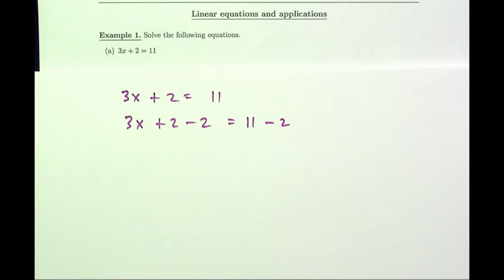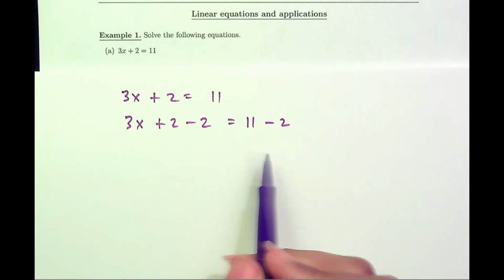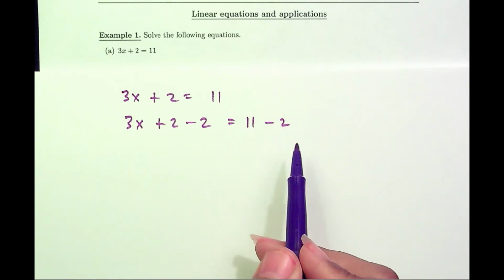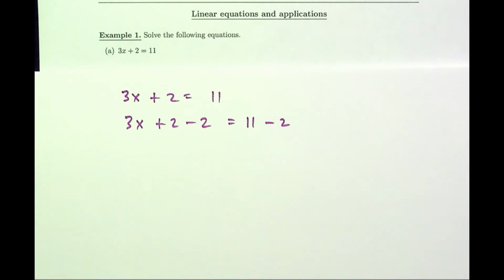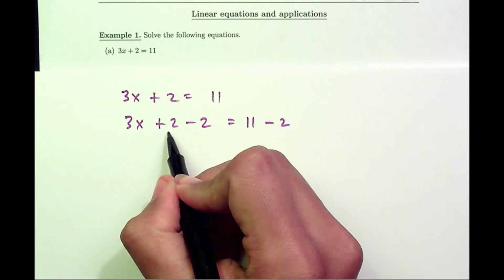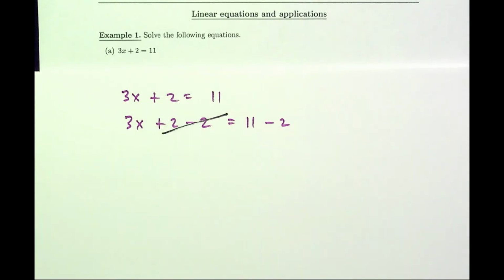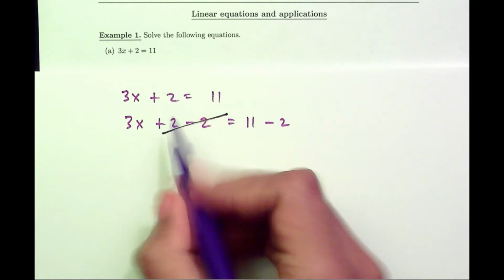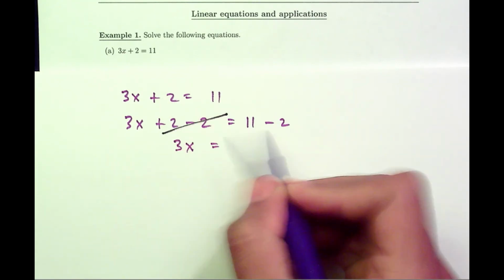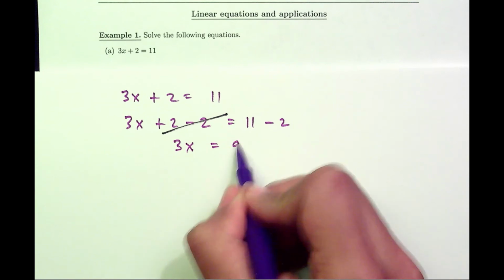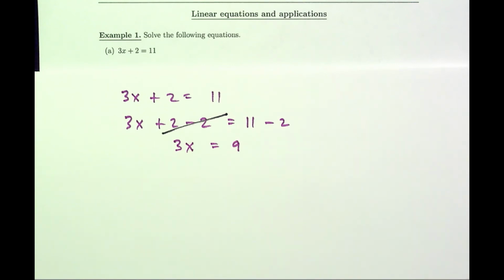Some people write the minus 2 horizontally, and then they cross this out and say, okay, these two cancel each other because 2 minus 2 is 0. And then you're left with 3x equals, and then 11 minus 2 is 9. So that's one way to write that down.